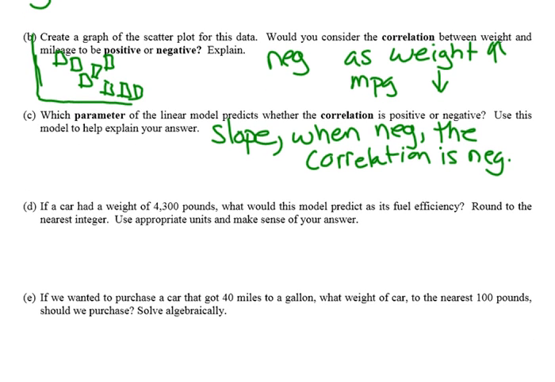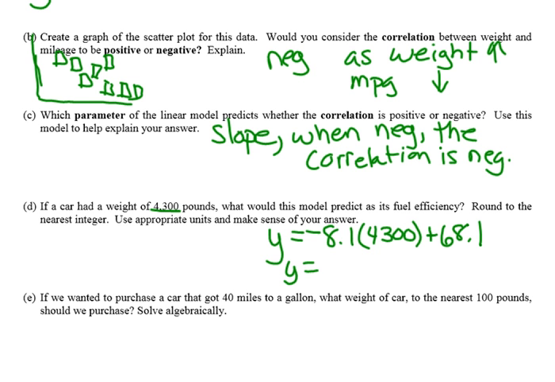If a car had a weight of 4,300 pounds, what would this model predict as its fuel efficiency? So you're going to now use that equation that you have, and because we're talking about the weight of the car, you're going to fill that in for your x value to find y. So negative 8.1 times 4,300 plus 68.1. And when I did that on my calculator, it asked to round to the nearest integer. So that was 33 miles per gallon. Turned out to be 33.27, so that had to round down.